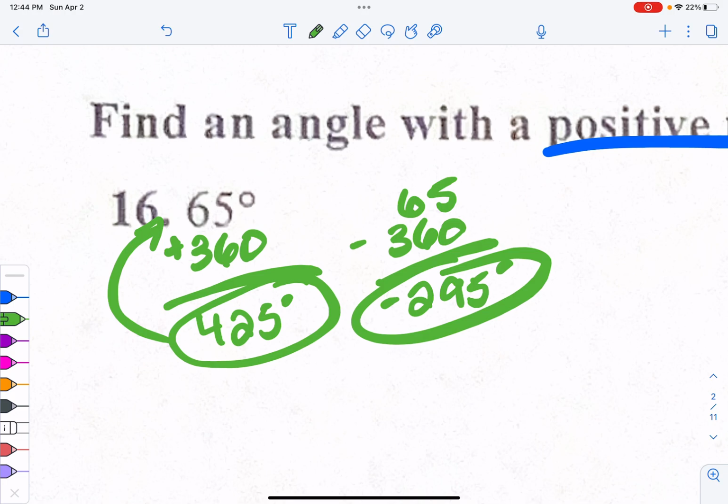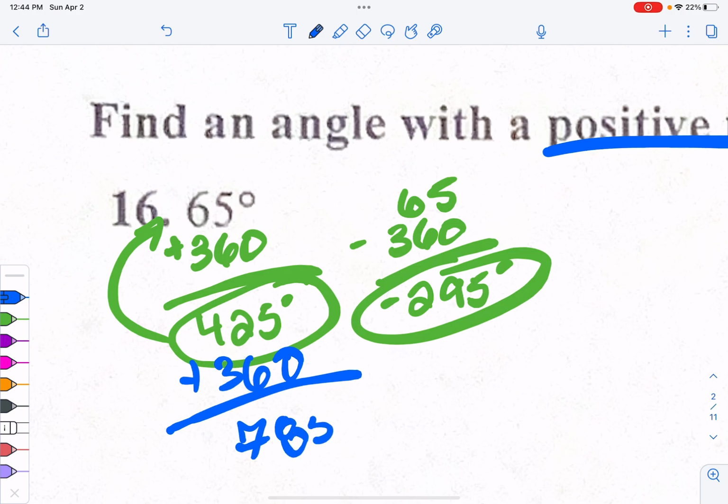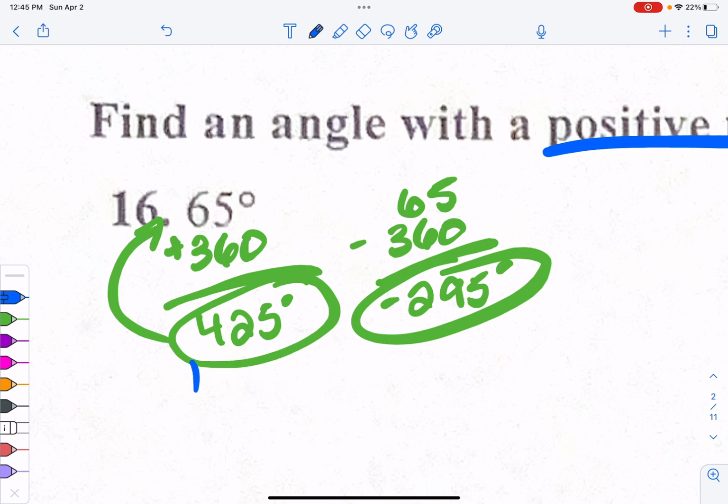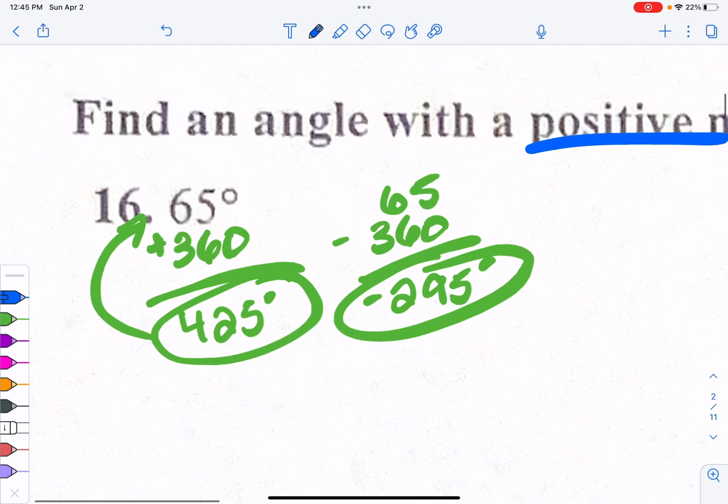Now, those aren't the only two answers. If you wanted to do another 360, technically 785 could be a positive one also. So you could use 785 instead of 425. I don't know why you would, because you have to do 425 anyway. But I've had students in the past who just want to make me think, and they'll add it three times and list that one rather than the first one that happens. So you can add and subtract 360 as many times as you want. It doesn't really matter, as long as it's 360, and that'll give you a positive and a negative one, okay?